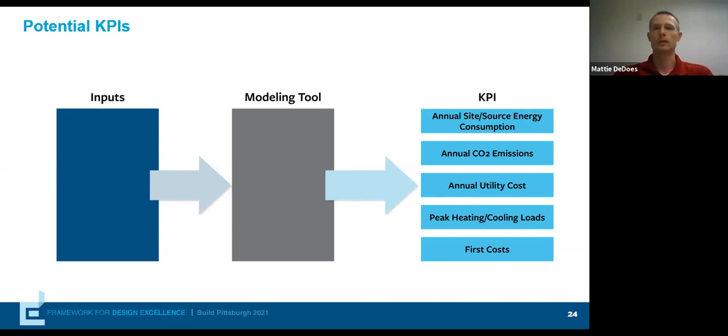And in the choice of these KPIs, we want to make sure that everyone involved with the project gets some input. And what's more important to the owner? Is it CO2 emissions or is it our utility bills? So we all want to work together to decide this early on.